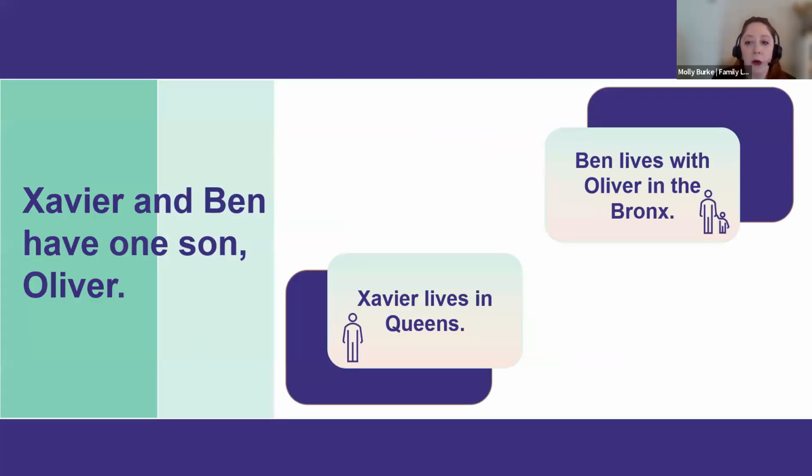We're going to use Xavier and Ben to help us understand venue better. So Xavier and Ben have a son, Oliver, and Oliver lives with Ben in the Bronx. Xavier lives in Queens. Ben wants to file for custody. Now, because all 3 of them live in New York State, New York has jurisdiction, the power to hear the case. But which family court in New York would Ben file in? This is venue.